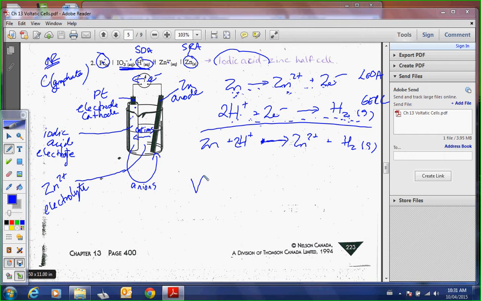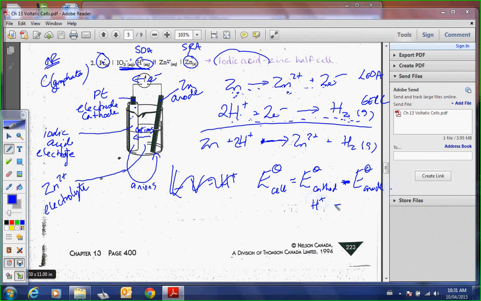So the voltage is going to be, sorry, let me write this properly. E naught for the cell will equal E naught for the cathode minus E naught for the anode. So the cathode in this case is the H plus reaction, minus the anode, in this case the zinc. And so this is 0, right? And this is negative 0.76, and so this reaction is positive 0.76 volts.